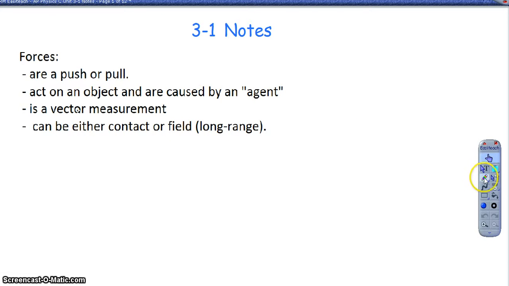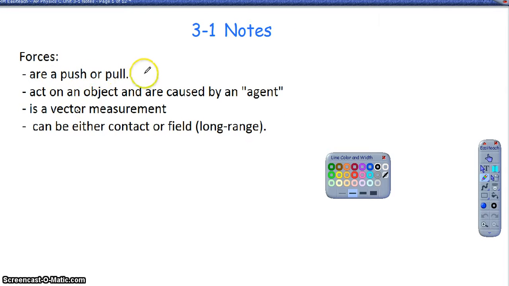Okay, so for the 3-1 notes here, mostly review from this section, so I'm going to go through this fairly quickly. Feel free to pause and make any notes that you need to make, but again, I'm going to try to move through this pretty quickly, not to waste your time on it. But anyway, so just a quick recap of forces, right?